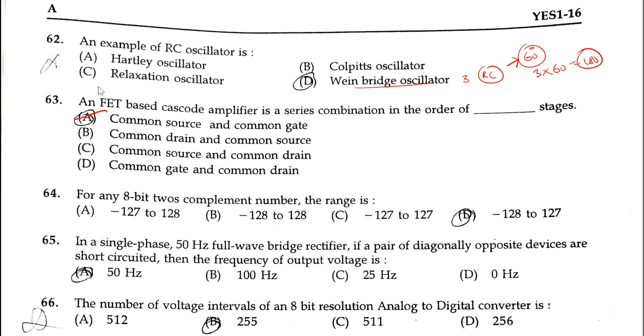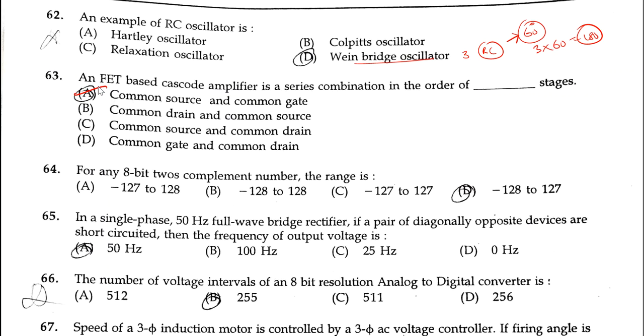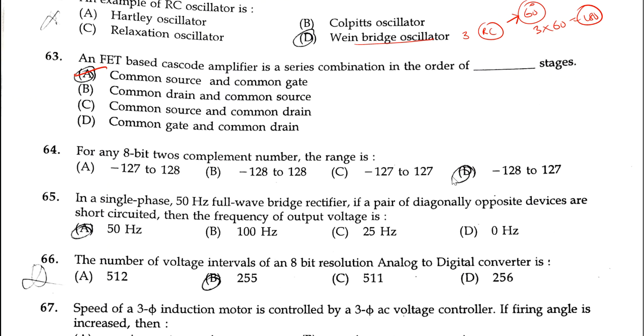For any 8-bit 2's complement number, the range will be minus 128 to 127. It is in the range of 2 power 7, and 2 power 7 means 128. So on the positive side we go from 0 to 127, but on the negative side it goes from minus 1 to minus 128. So the range is from 0 to 127 for positive values and down to minus 128 for negative values.